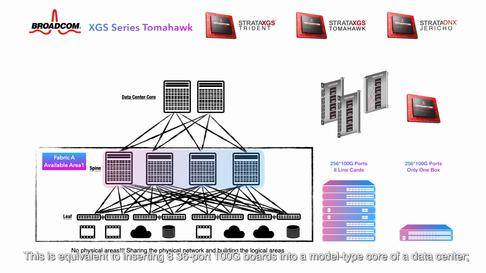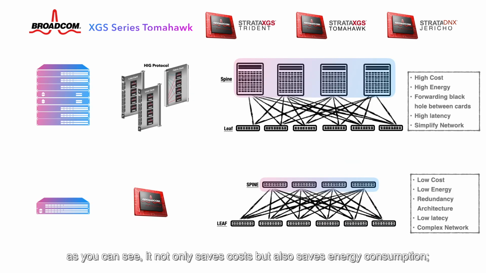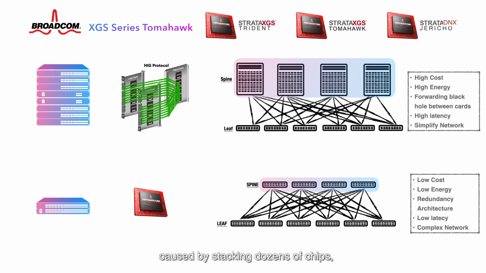This is equivalent to inserting 8 36-port 100 gig boards into a chassis-type core of a data center. As you can see, it not only saves costs, but also saves energy consumption. At the same time, it avoids complicated coordination protocols caused by stacking dozens of chips, such as the HiGig protocol provided by Broadcom. There are pitfalls in non-standard protocols.